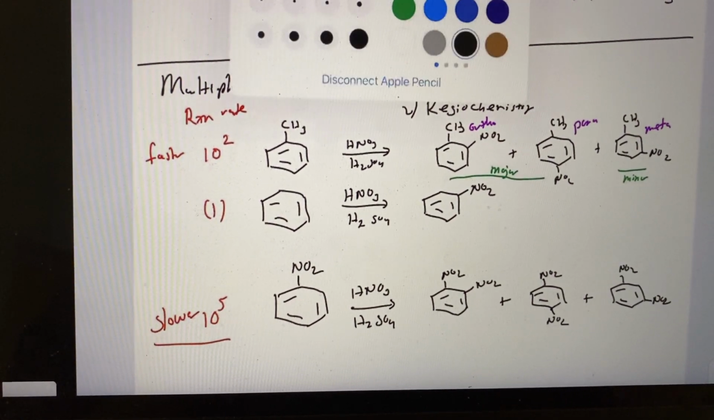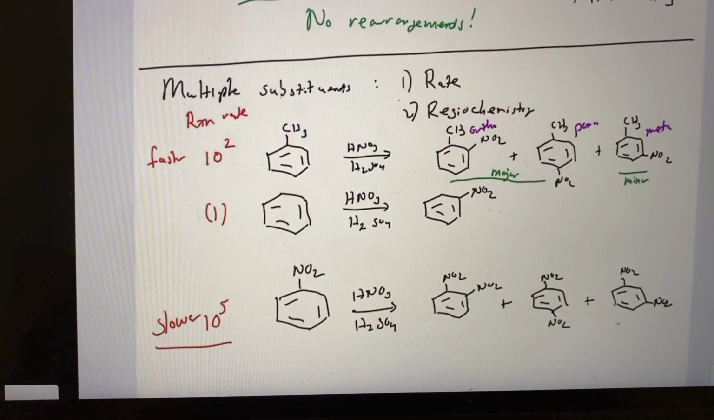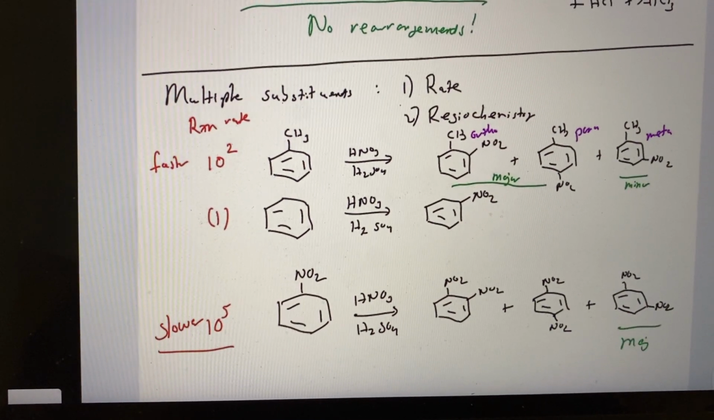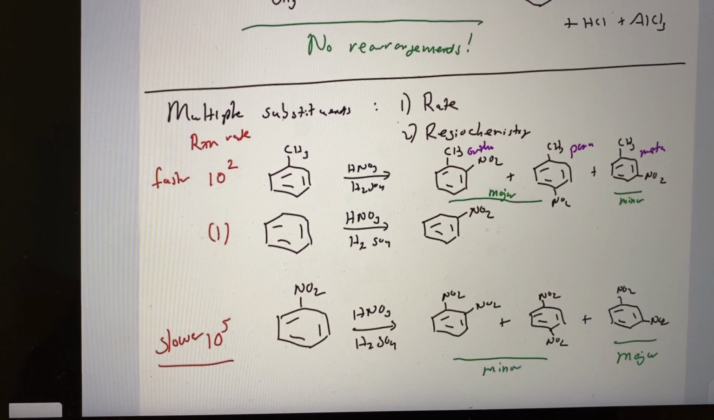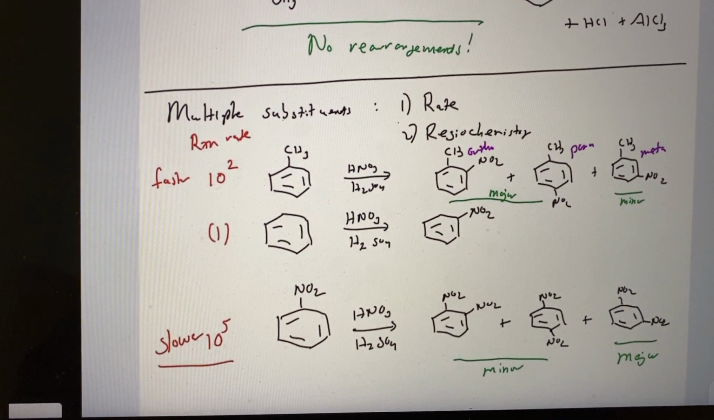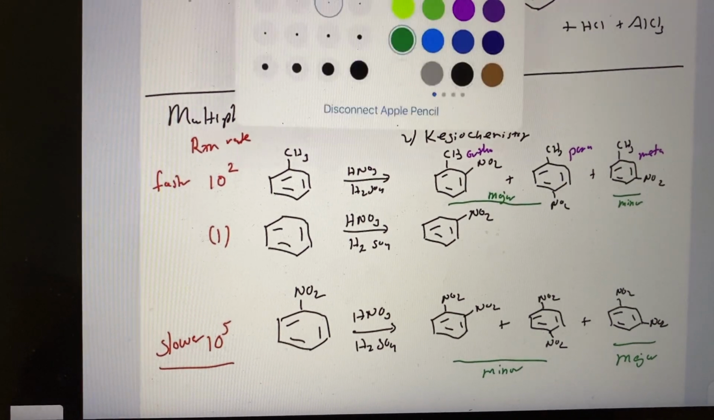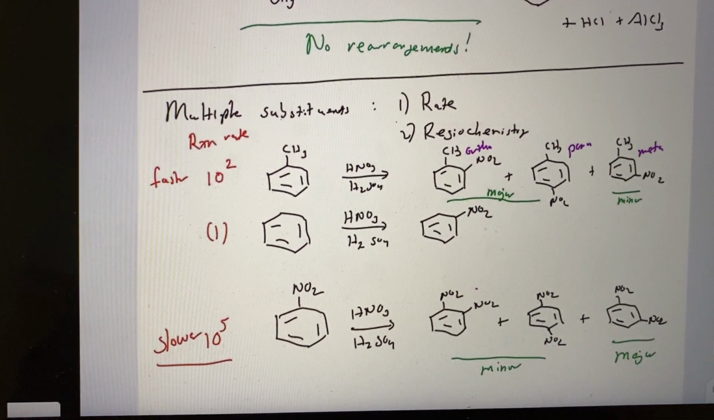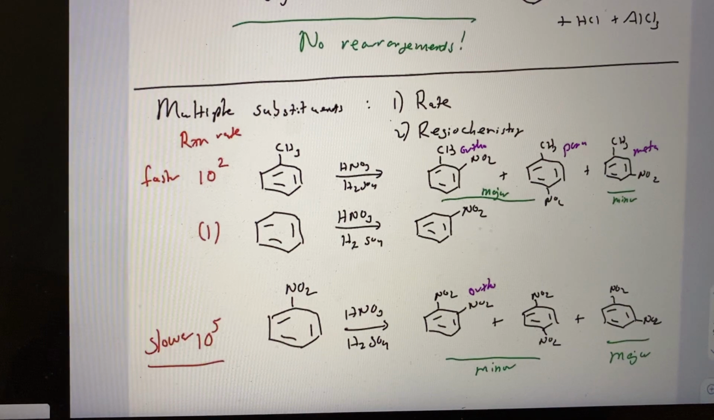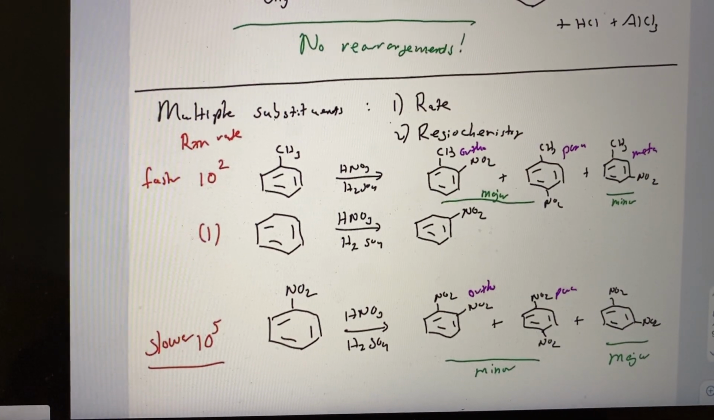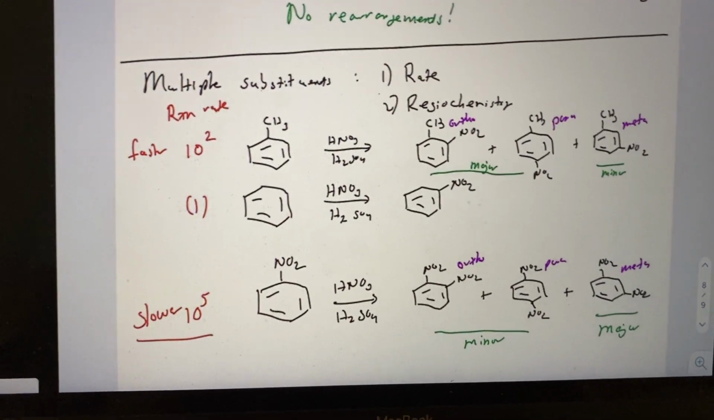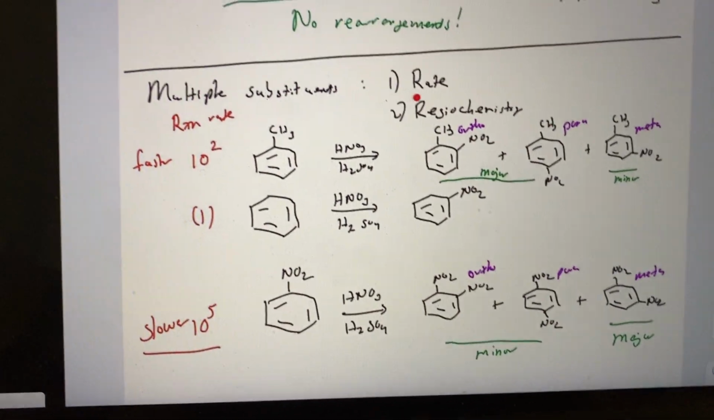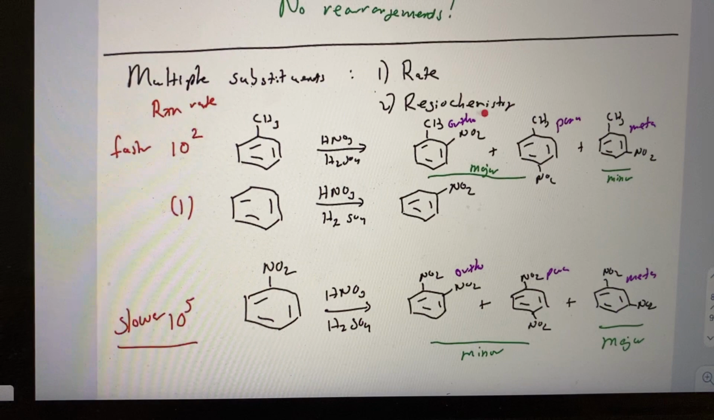Now what we would find is that the meta is actually the major product. Ortho and para are the minor products. So it's the opposite of the case above. So this is ortho, this one was para, this one's meta. So we have to reconcile now. We have issues of rate and regiochemistry.